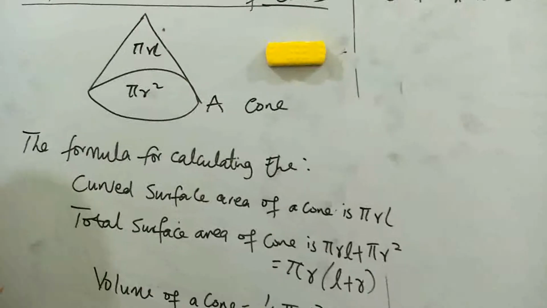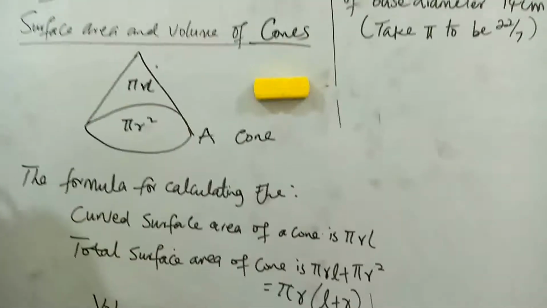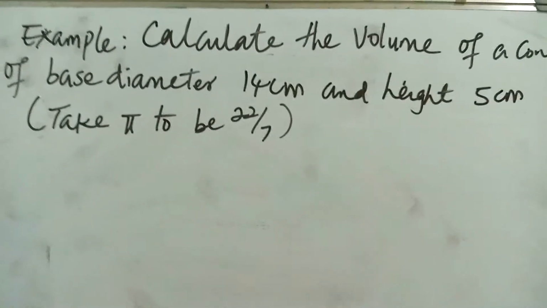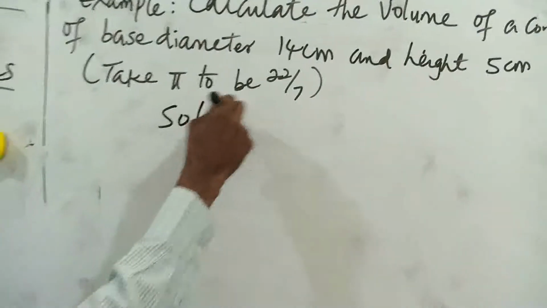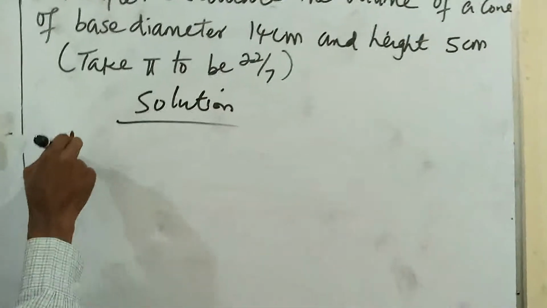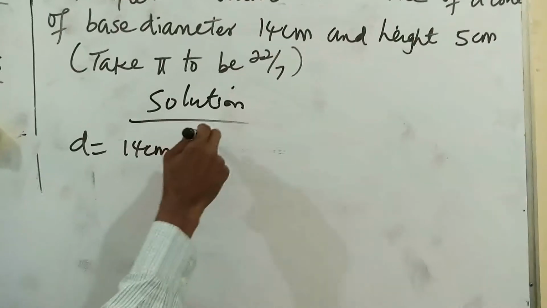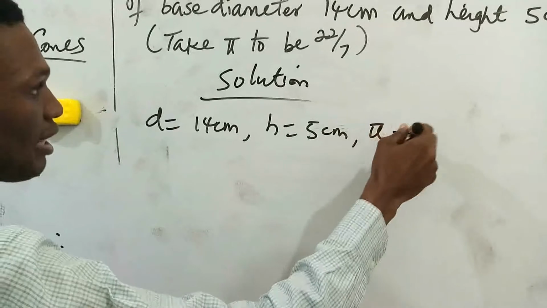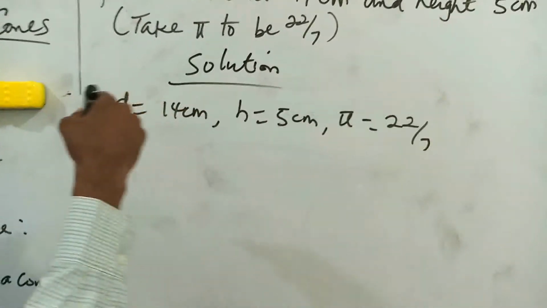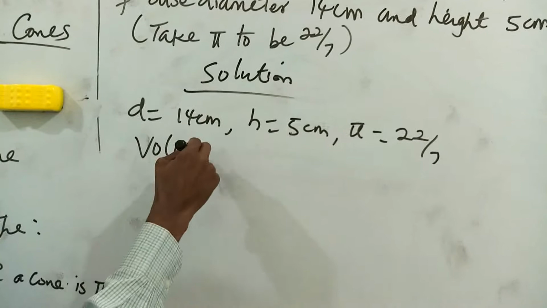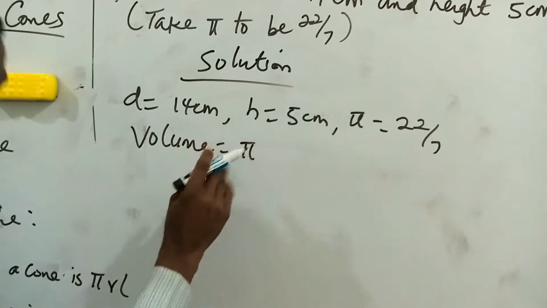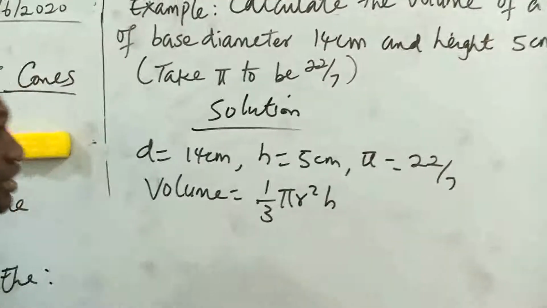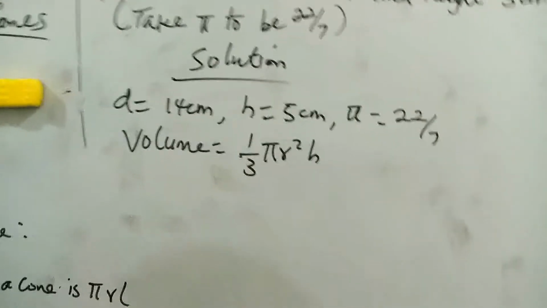Now we apply the formula in solving problems. We have on the board: calculate the volume of a cone of base diameter 14 cm and height of 5 cm. We have pi as 22/7. We have to find the volume, and volume is 1/3 pi r square h.